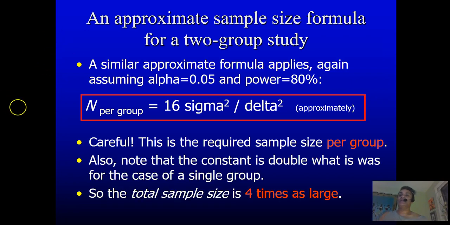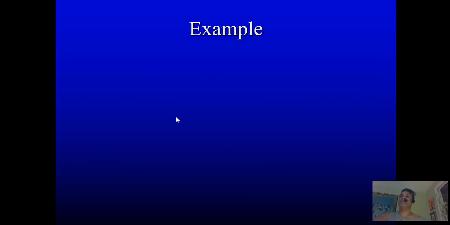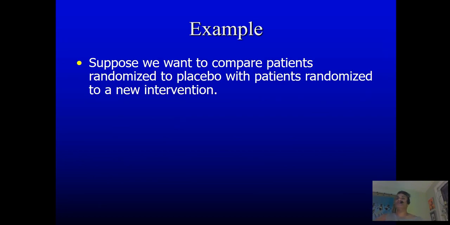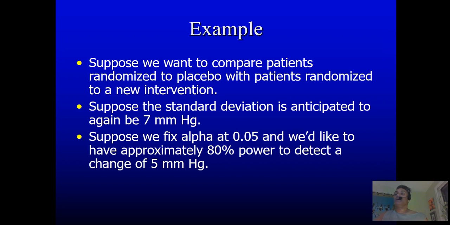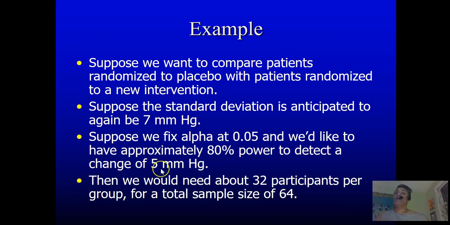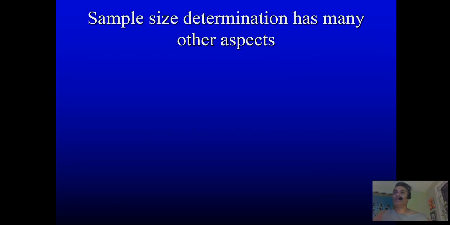Notice this is 4 times as large as the previous one, because it's not just 8, it's multiplied by 2 to get 16, and you multiply it by 2 again because we have 2 groups, so it's 4 times as large. Okay, the example. You want to compare patients randomized to placebo with patients who are getting the new drug. Again, the standard deviation is 7, alpha is 0.05, power is 80%, and we're looking for a change of 5, and then we get 64. Remember, before we had 16, same scenario, but now we have 64. You can go through that example and get those numbers yourself if you want.